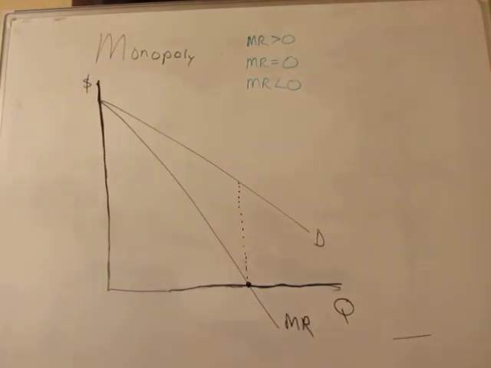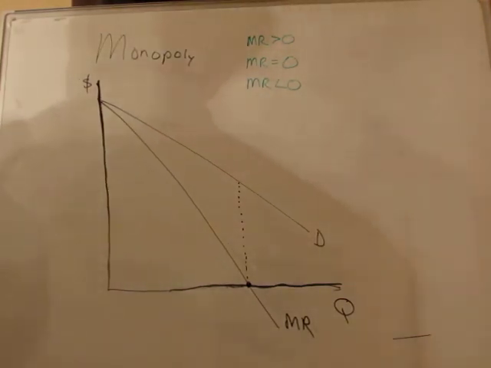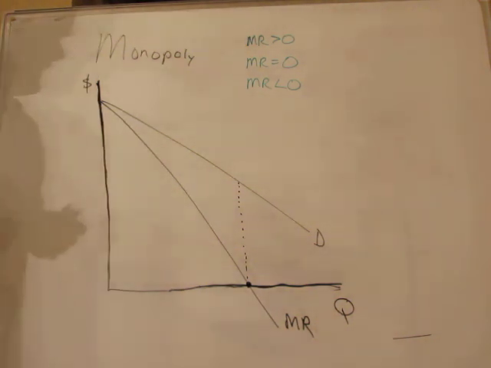Okay, one last graph for Monopoly. We're going to take a look at how the marginal revenue curve dictates elasticity and total revenue. Now this is the demand and marginal revenue curve for a Monopoly graph. I decided to leave off your marginal cost curve and ATC curve just to make things a little bit clearer.